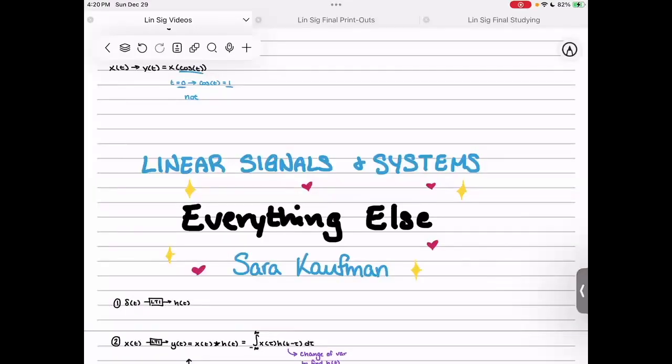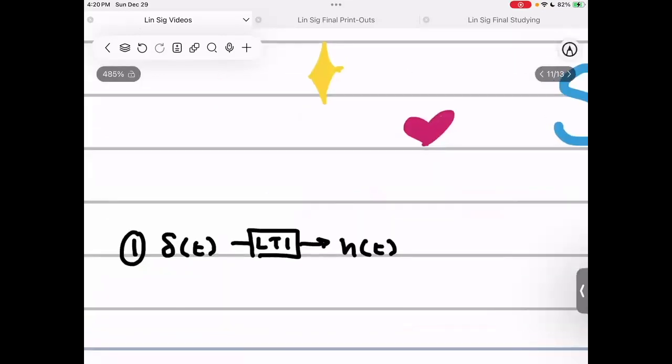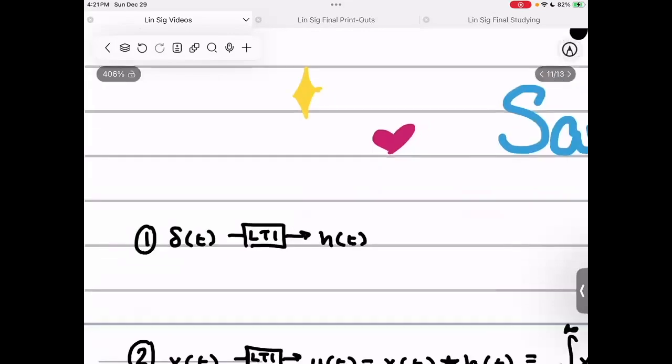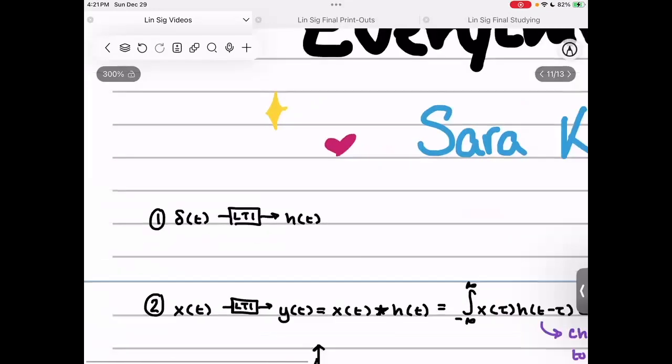Okay, your professors have probably told you this by now, but all of Linsig can be summed up in four different equations, and those are the ones that we're going to be going over now. The first one is the system response to the unit impulse. So it gives you the unit step.